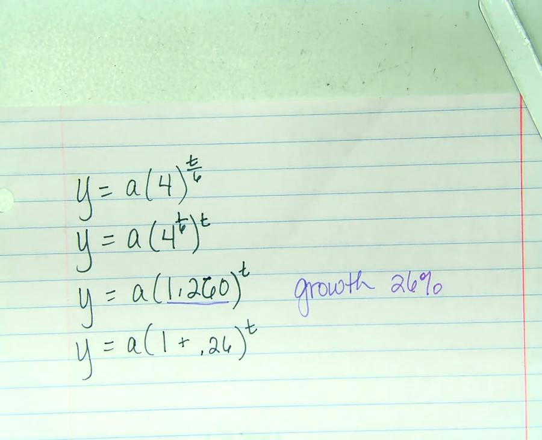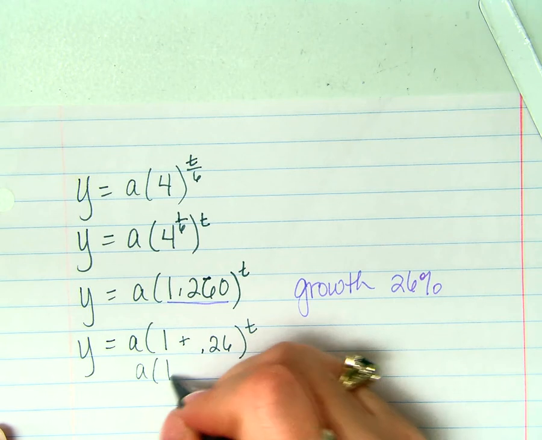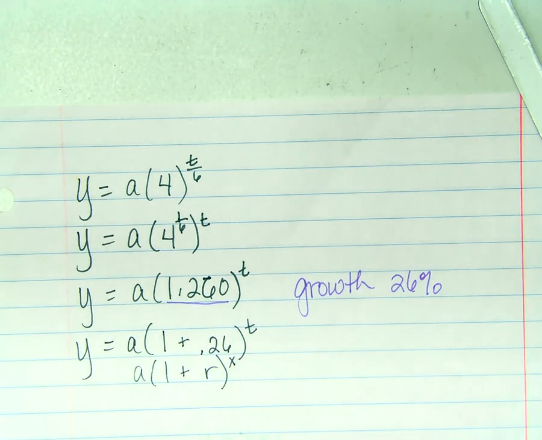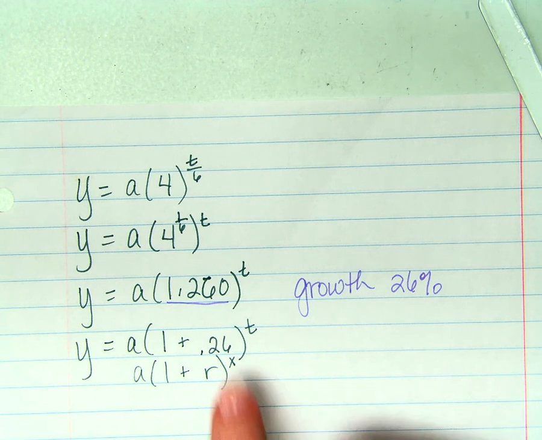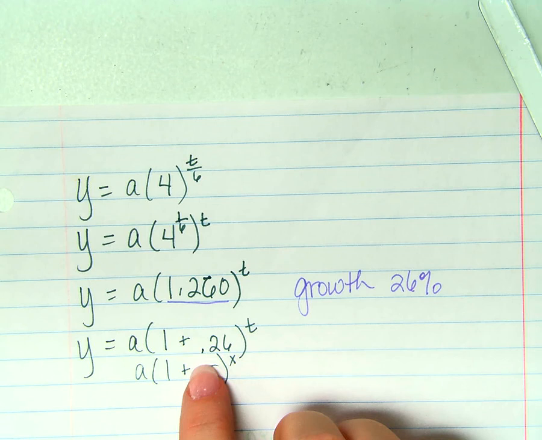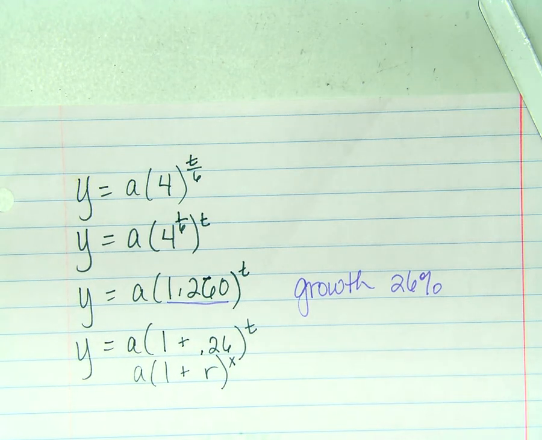Done. This is in the right form. a times 1 plus r to the x power or to the t power. That doesn't make a difference. Okay? So I can tell that it's growth because it's greater than 1, and I can tell that the r is 0.26 because it's in the correct form. Any questions?